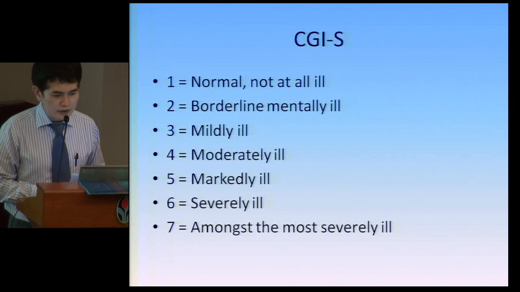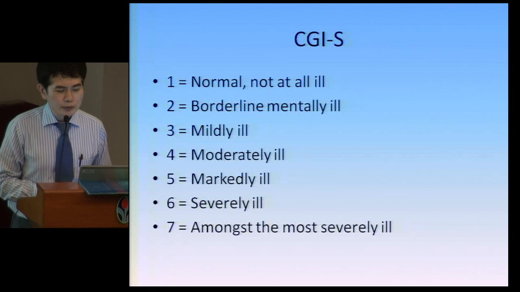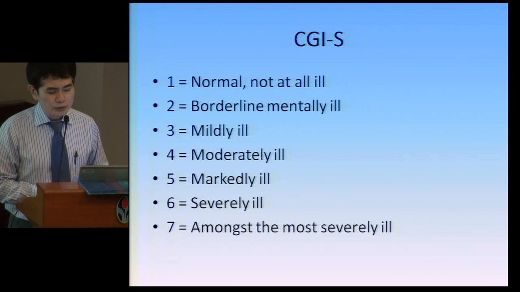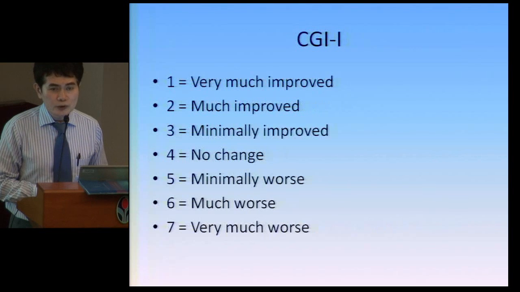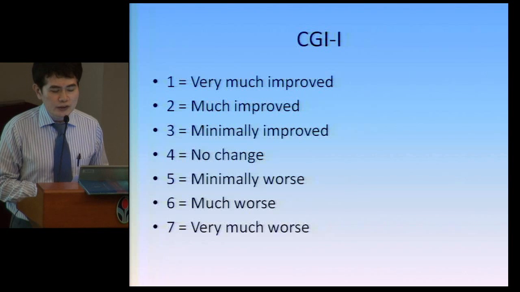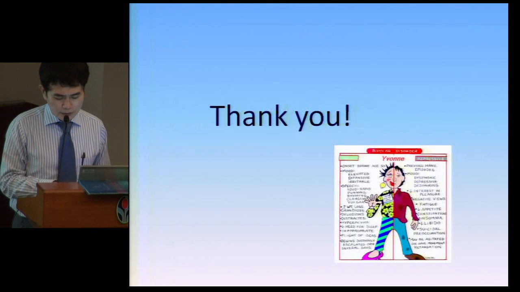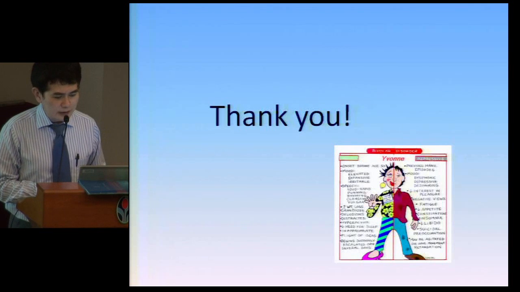So in this example of the CGI, the severity scale is 1 to 7, 1 would be normal, not at all ill, to number 7, which is among the most severely ill. And again, the CGI-I, which is the CGI improvement scale, goes from 1, very much improved, to 7, very much worse. Okay. So this is the last slide.